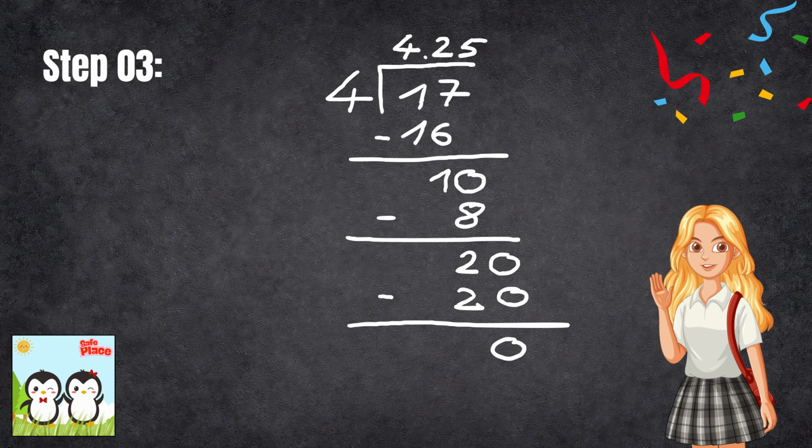Finally, we subtract 20 from 20, which gives us 0. There is no remainder left, so our division is complete. That means 17 divided by 4 equals 4.25.